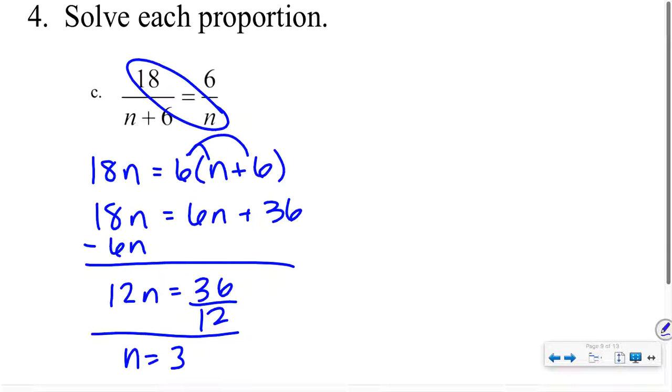Plug it in quick. What's 3 plus 6? So that's 18 over 9 equals 6 over 3. When I reduce those, would that be the same thing? Yeah, I'd get 2 and 2. Alright. Next, extended proportions.